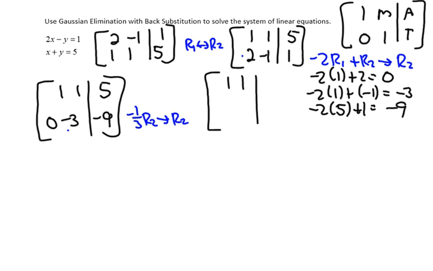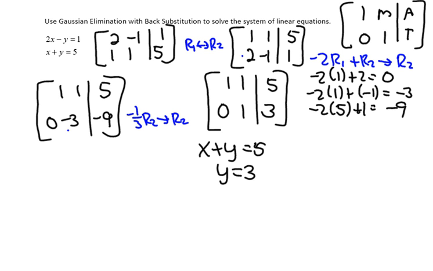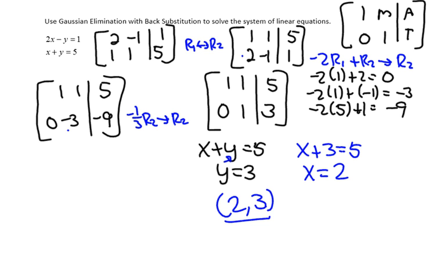So again, row 1 doesn't change. And now row 2. Now we are in REF form. So underneath, I'm going to write the system of equations. Okay. Again, back substitution, I can replace this y with a 3. Solve, that's x equal to 2. So the solution of this system, x comma y, is 2, 3. Easy to plug in. 2 times 2 is 4, minus 3 is 1, and 2 plus 3 is 5.